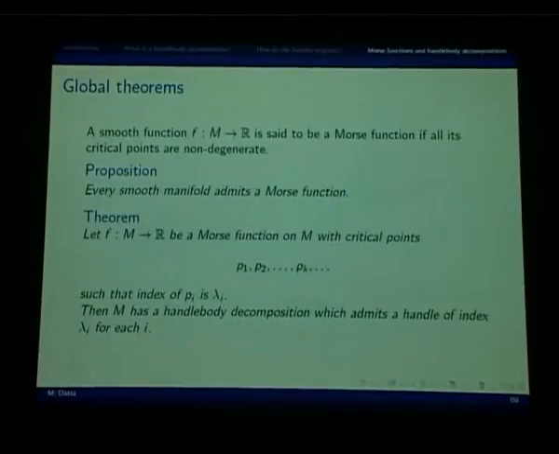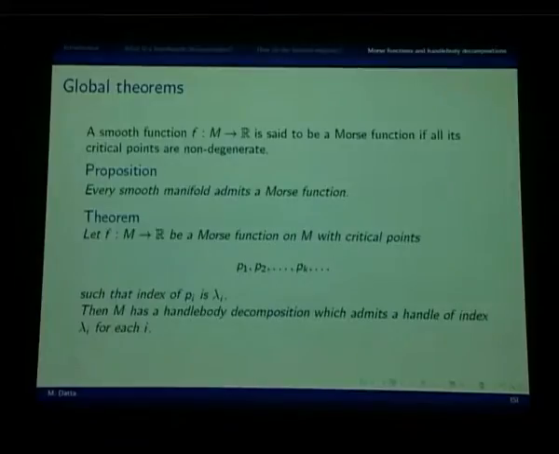So, a smooth function f from M to R is said to be a Morse function if all its critical points are non-degenerate. Now, the question is, does such a function exist or not? It says that every smooth manifold admits a Morse function, and not only that, there are many Morse functions on this. Given any smooth function, you can perturb it a little to get a Morse function. So, this is the main theorem.